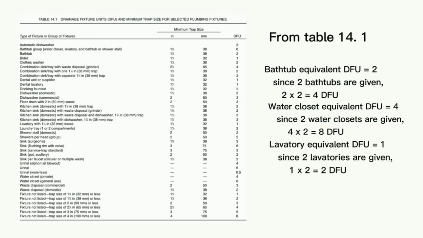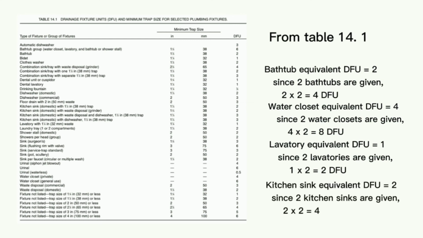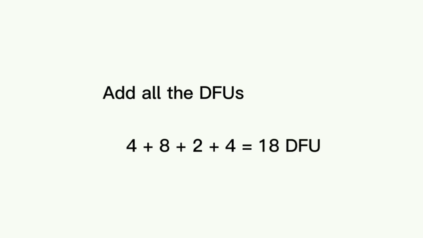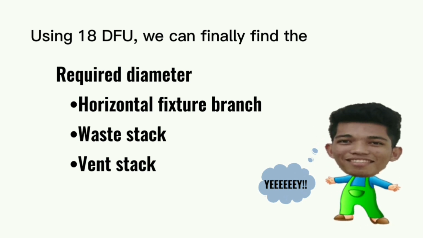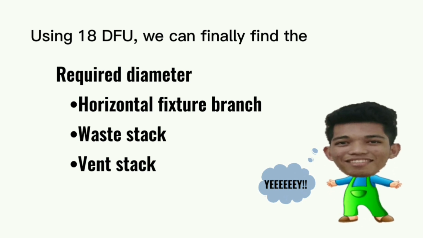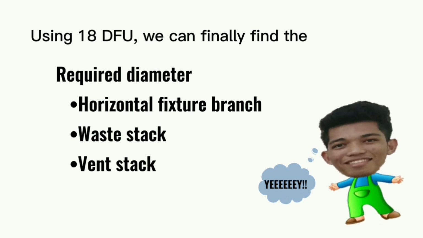Para naman sa lavatories, yung katumbas na DFU niya ay 1 DFU. So, multiply ulit natin. 2 times 1 is equal to 2. And lastly, sa kitchen sink, we have 2 DFU. So, 2 times 2 is equal to 4 DFU. So, add natin lahat yung apat na DFU na nakuha natin. So, 4 plus 8 plus 2 plus 4 is equal to 18 DFU. So, gamit yung 18 DFU na to, mahanap natin yung diameter ng horizontal fixture branch, waste stack, and vent stack.